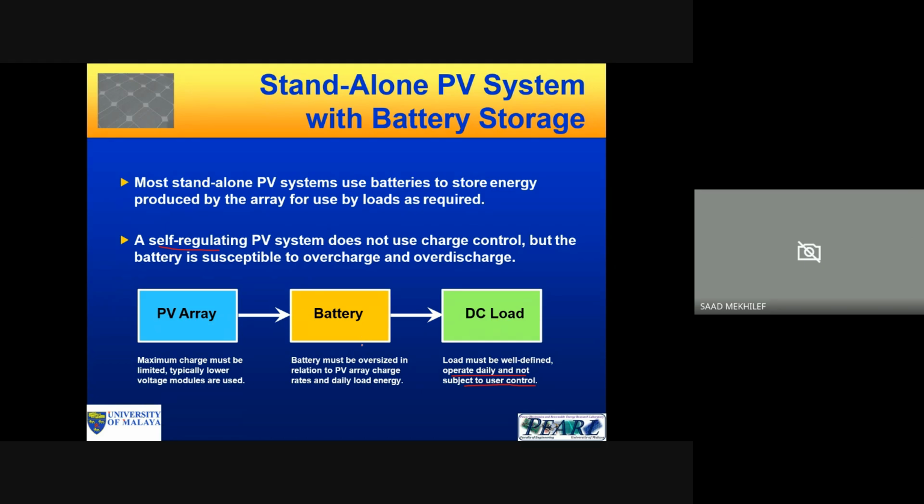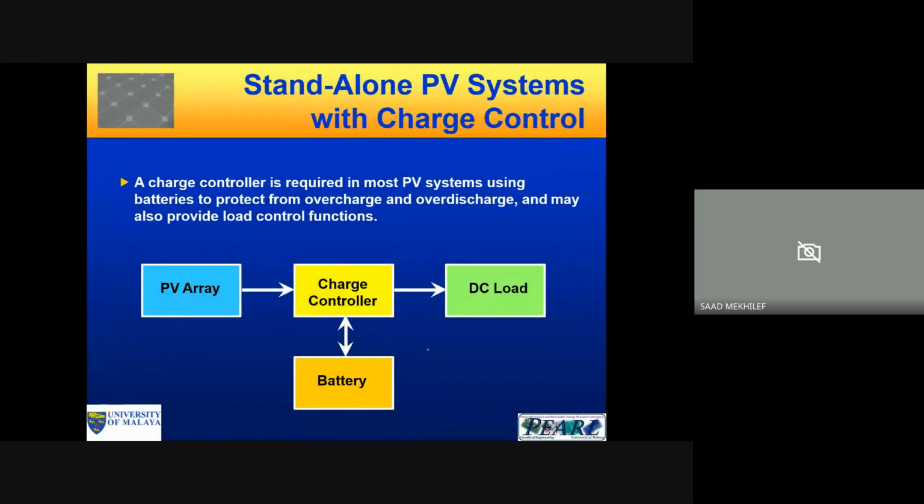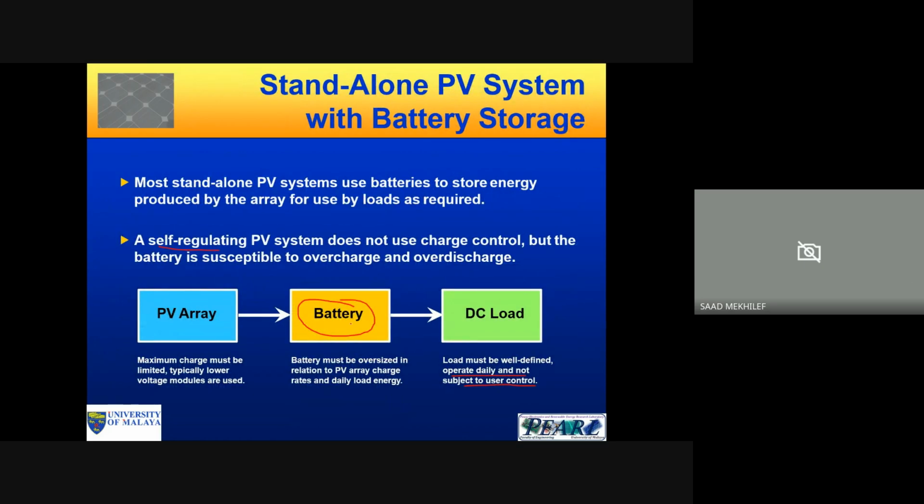But in this case, we have a battery in the middle. So the PV charges the battery, and then the battery supplies the load. In the previous system we had no battery. Now we have a standalone system with the charge controllers and with the battery, so it charges.